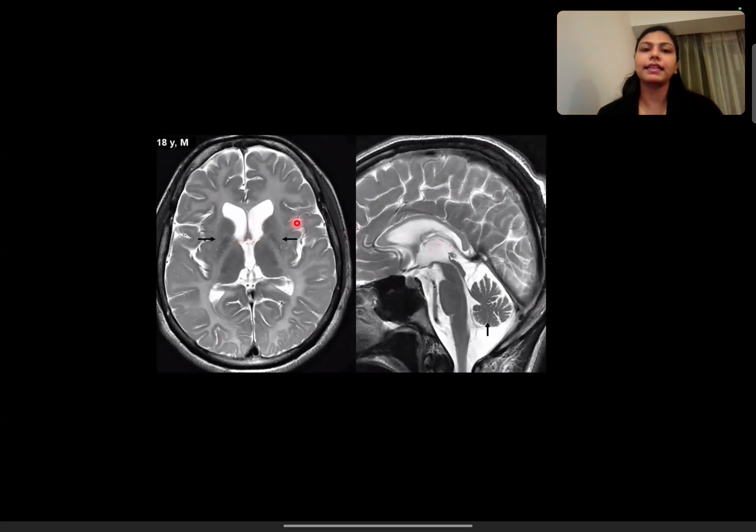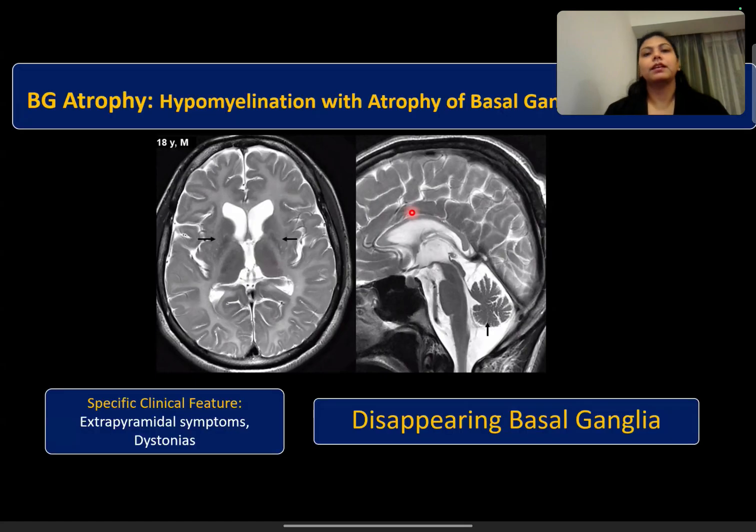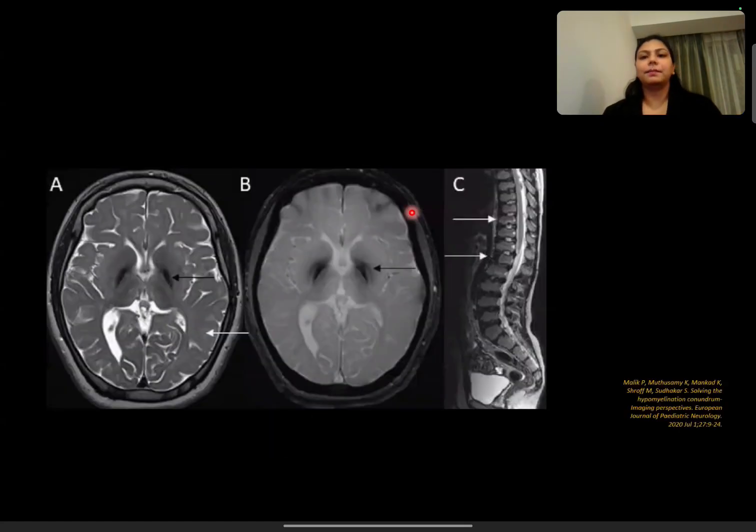So this is another case where there is diffuse hypomyelination with atrophy of basal ganglia and cerebellum. So it is, yes, very good. So it is HABC. So the other pattern where we have hypointense basal ganglia with skeletal abnormalities, along with that we can have a lot of skin abnormalities as well. So this is a case of, yes, fucosidosis.